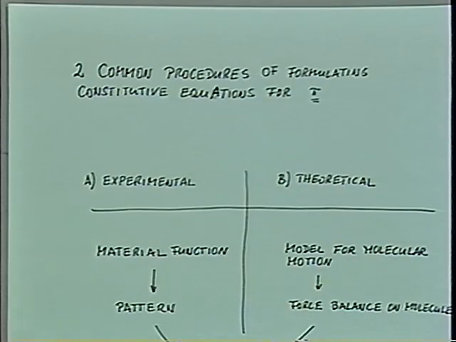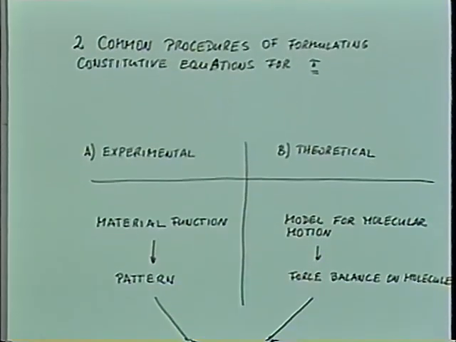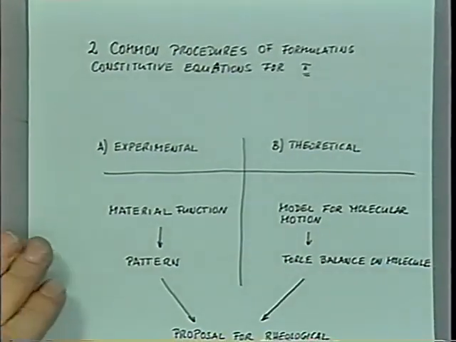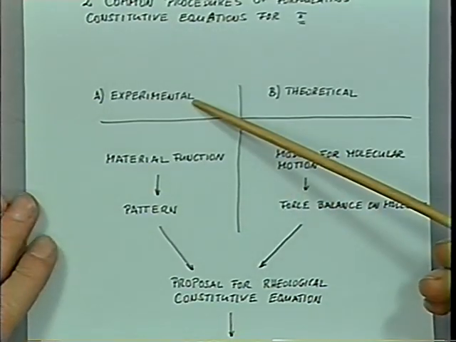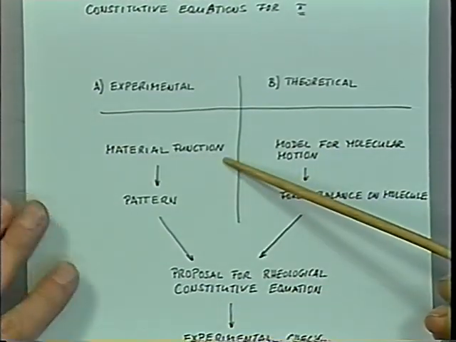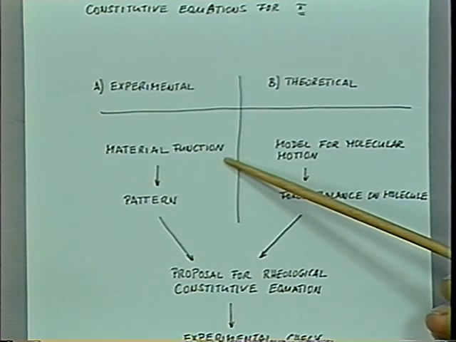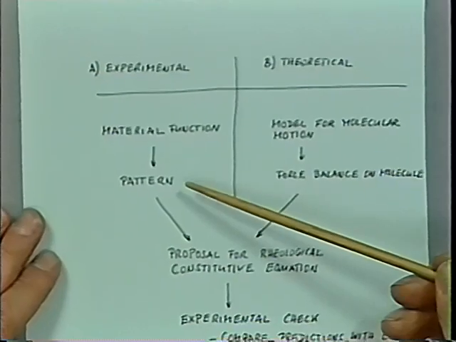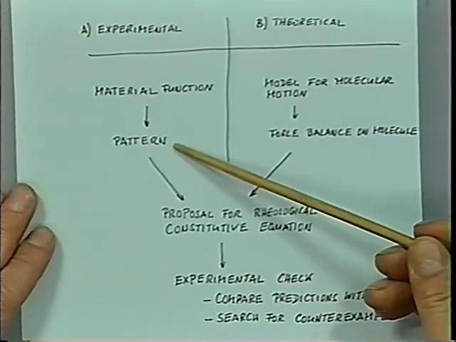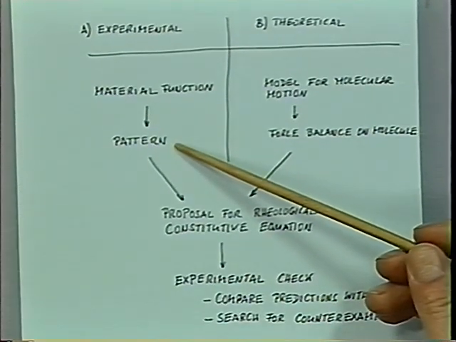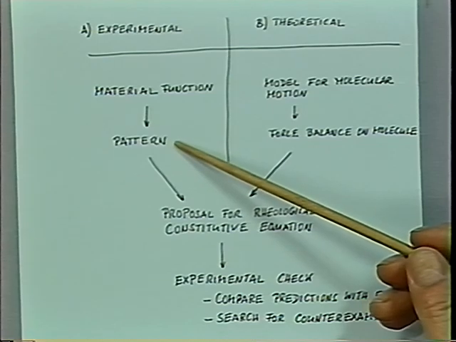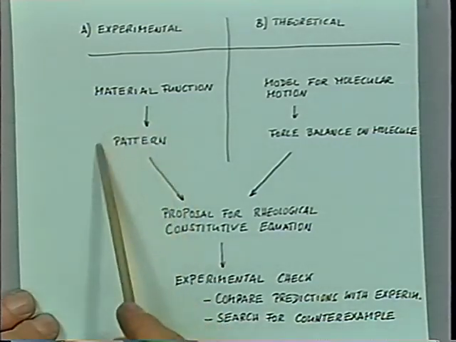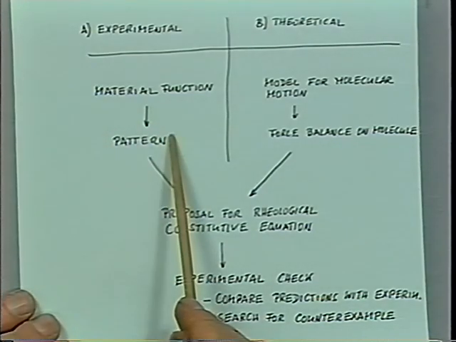So how do we proceed to obtain a constitutive equation? There are two major routes to go. One is the experimental route, where we just measure a set of material functions in shear and extension with different transient behavior, different time behavior, and look for systematic patterns in those data. And then we modify the Boltzmann equation, or it's really up to you, define a constitutive equation from scratch, which would mimic the observed patterns.